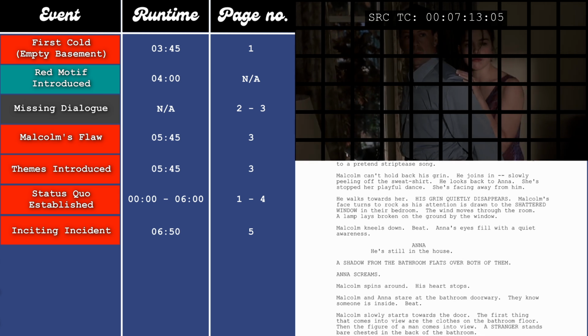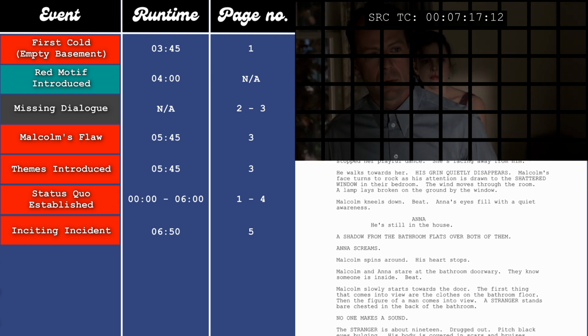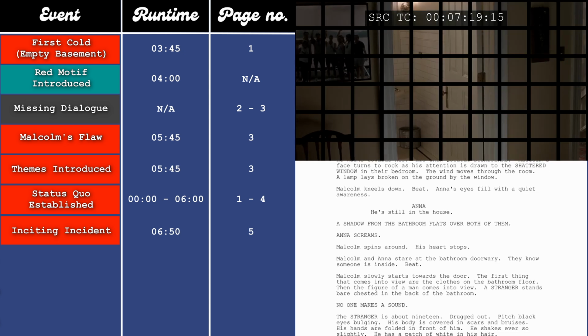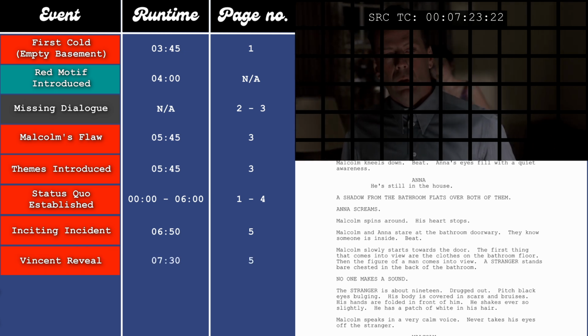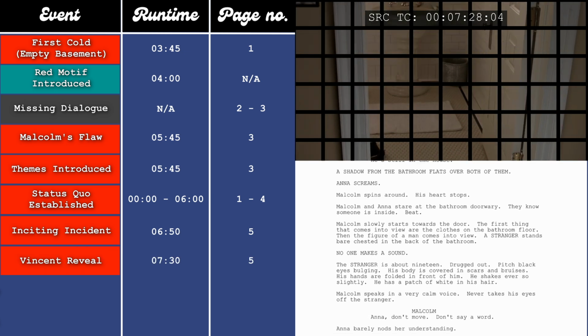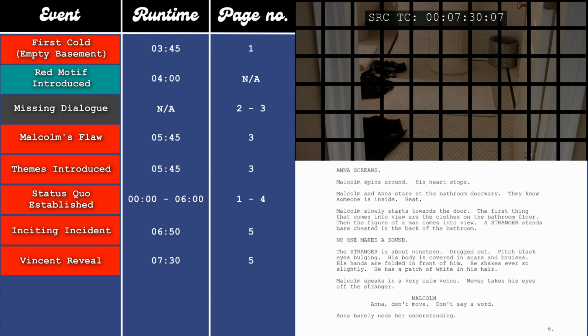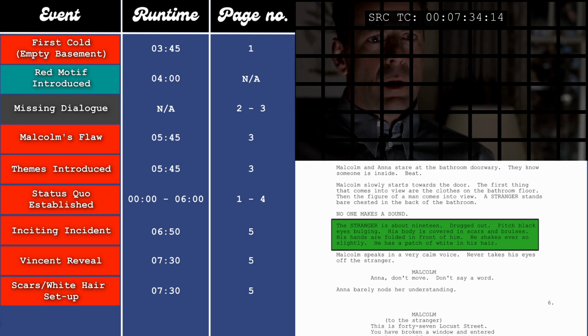Act 1 of this film is very short, so all the big moments happen quite quickly, but I'll speak more about this in the conclusion at the end of the video, but just bear in mind that we move into the second act quite fast. The stranger is then revealed in the bathroom at the 7-minute and 30-second mark, which happens on page 5. Now, over the course of the scene, we'll see him covered in various different scars, and we'll also see a streak of white in his hair.